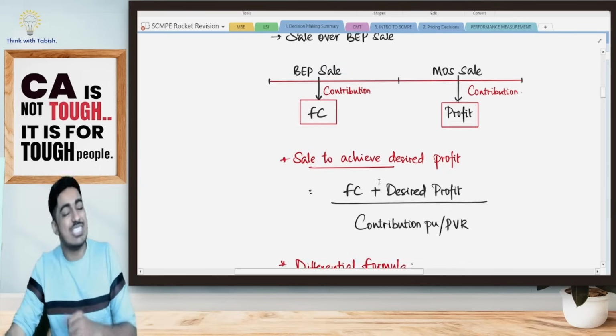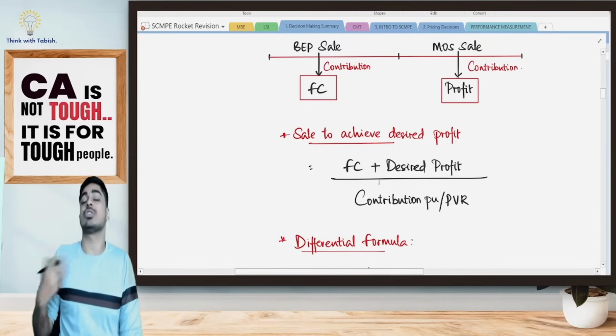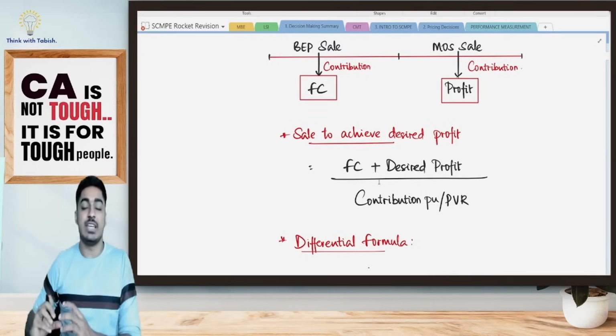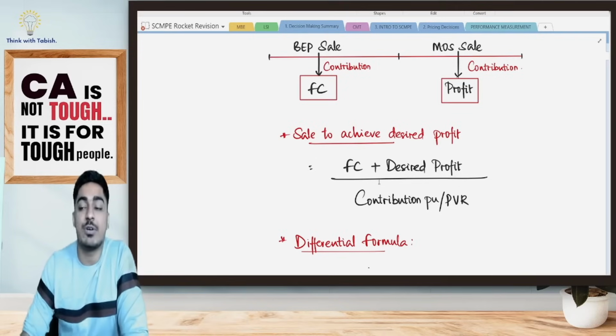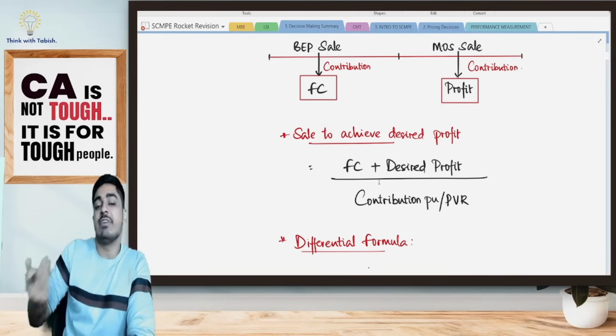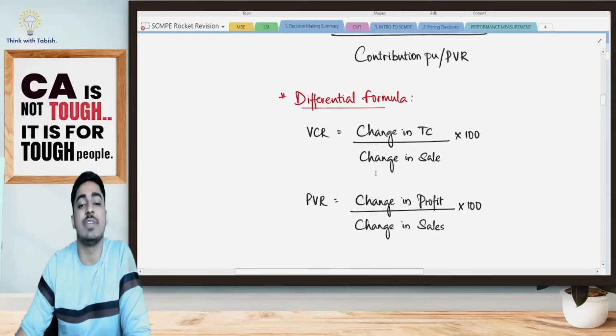Okay, sales to achieve my desired profit or loss. In order to achieve my desired profit, how much contribution do I want? Profit alone is not sufficient. I should be recovering my fixed cost as well. So fixed cost plus desired profit will be my desired contribution, divided by my contribution per unit, or else my PV ratio. I also have my differential formula.